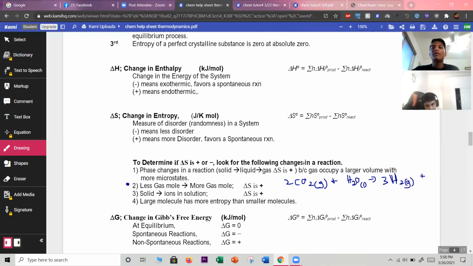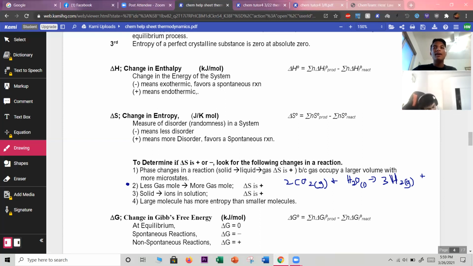Do you see how there's more gas on the right than the left? Is this more messy or less messy now on the right? More gas on the right. If you add more gas on the left, then it's less messy. But you have more gas on the right, so this is more messy. So is delta S positive or negative? It is positive. Exactly. So this delta S is positive if there's more gas on the right side. That's what this less gas moles to more gas moles means.